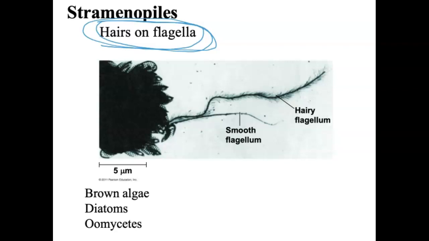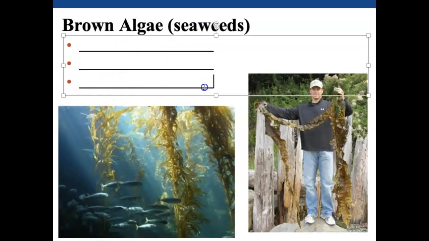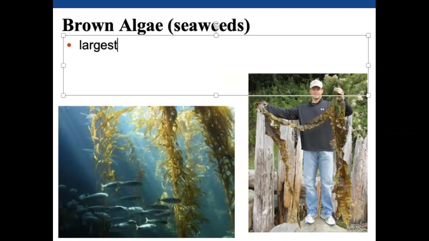Now within straminopiles, the first group we want to tackle will be the brown algae. These are generally called seaweeds, or sometimes you'll hear the term kelp. So brown algae is the largest and most complex algae out there. These things can get up to 100, 150 meters long. I mean, they can be massive.